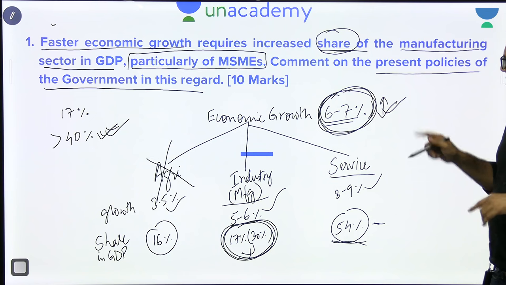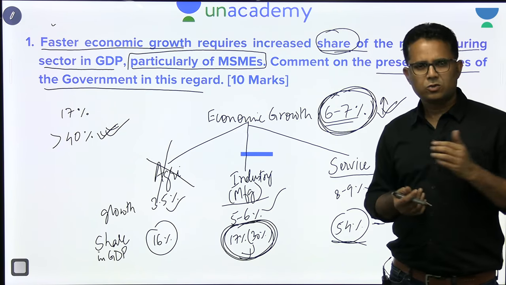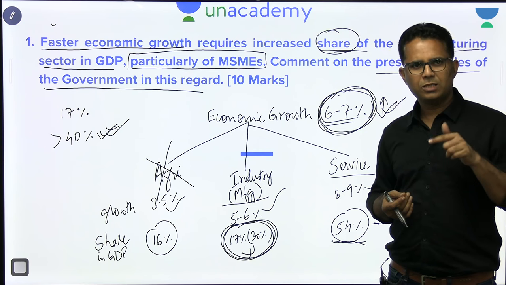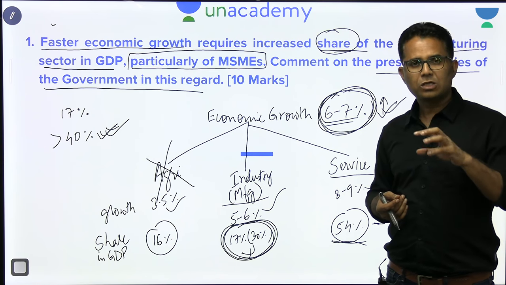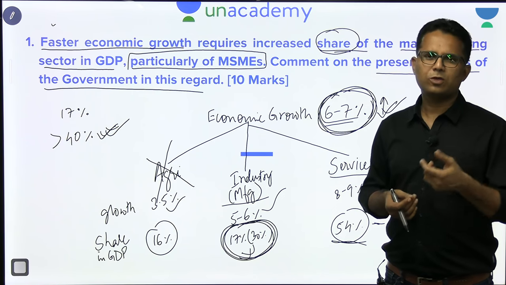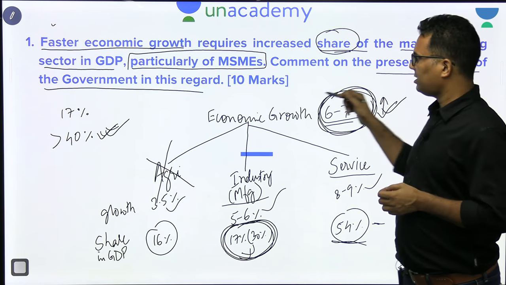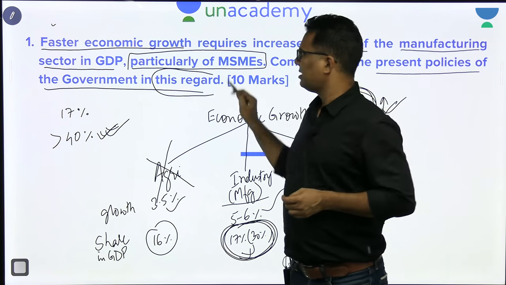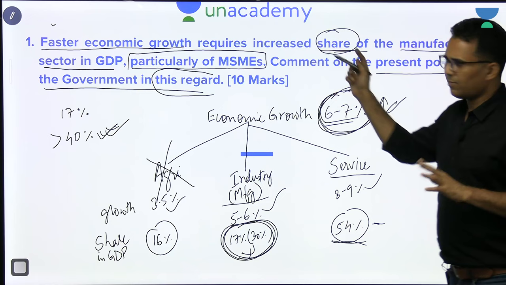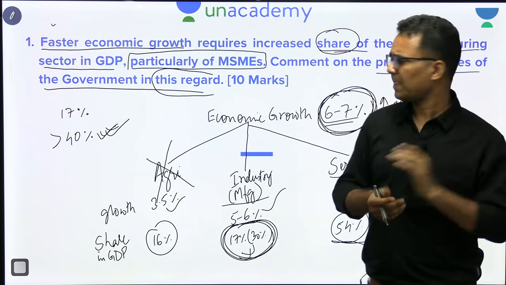Now we see the comment on the present policy of the government in this regard. You have to comment on the policies which talk about the increase of share of manufacturing, and one or two policies regarding MSMEs also. Because comment on the present policies in this regard means on this statement. So this is about general manufacturing and particularly about MSMEs. You have to focus on manufacturing policies plus MSME.